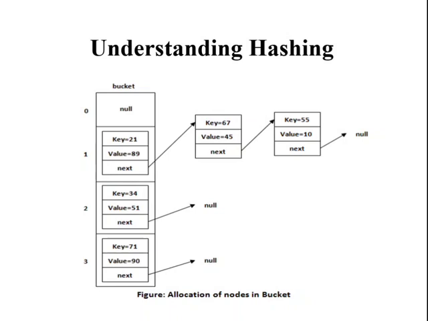0 contains null, 1 is key 21 value 89 next, 2 contains key 34 value 51 next, and 3 contains key 71 value 19 next. 1 gets a value after key 67 value 45 next, after key 55 value 10 next, and then gets a null value. After 2 we get a null value, after 3 we get a null value. This is the allocation of the nodes in the bucket. This is all about the understanding of hashing. We will study in detail.